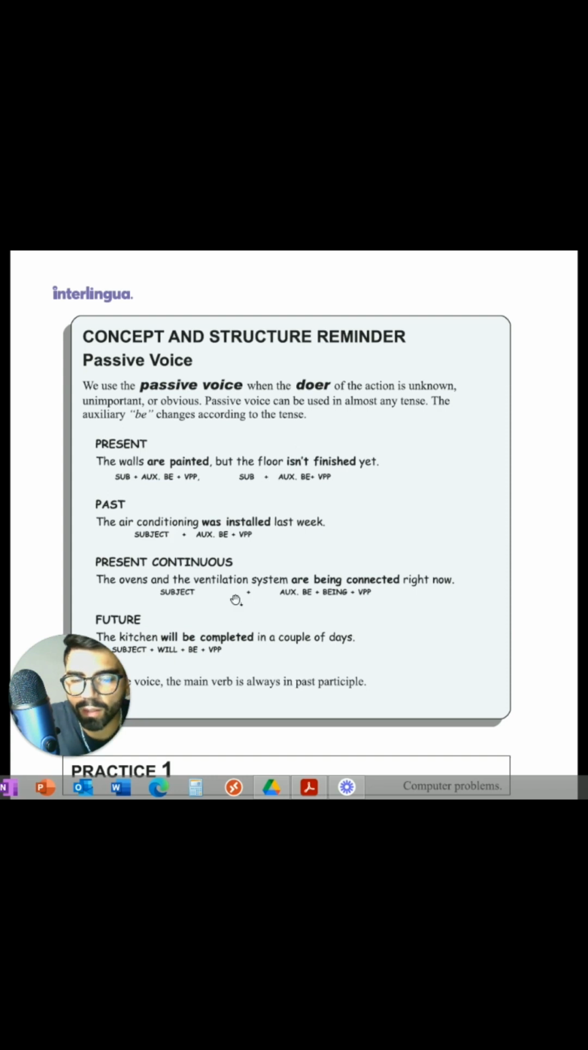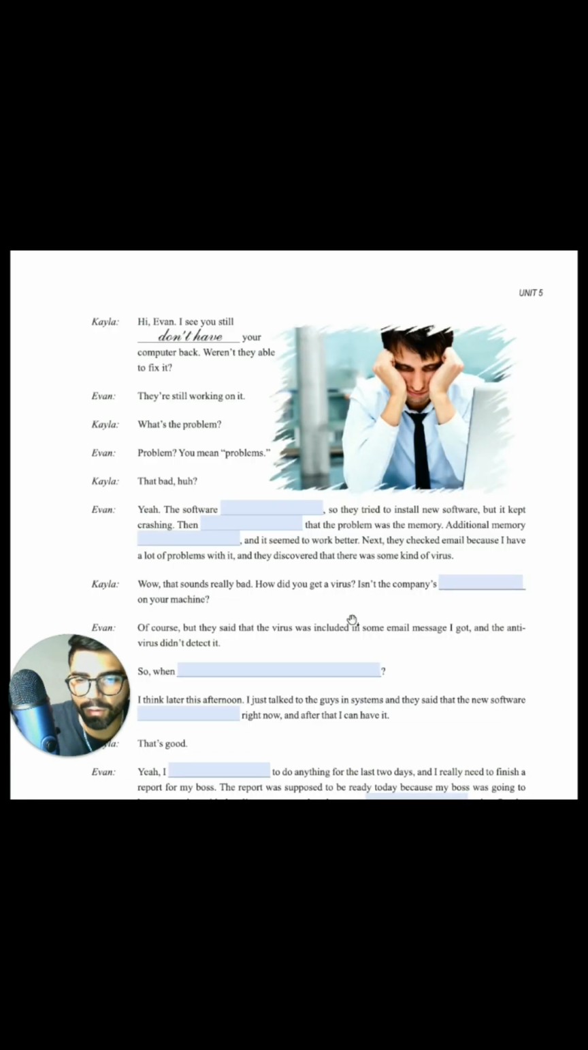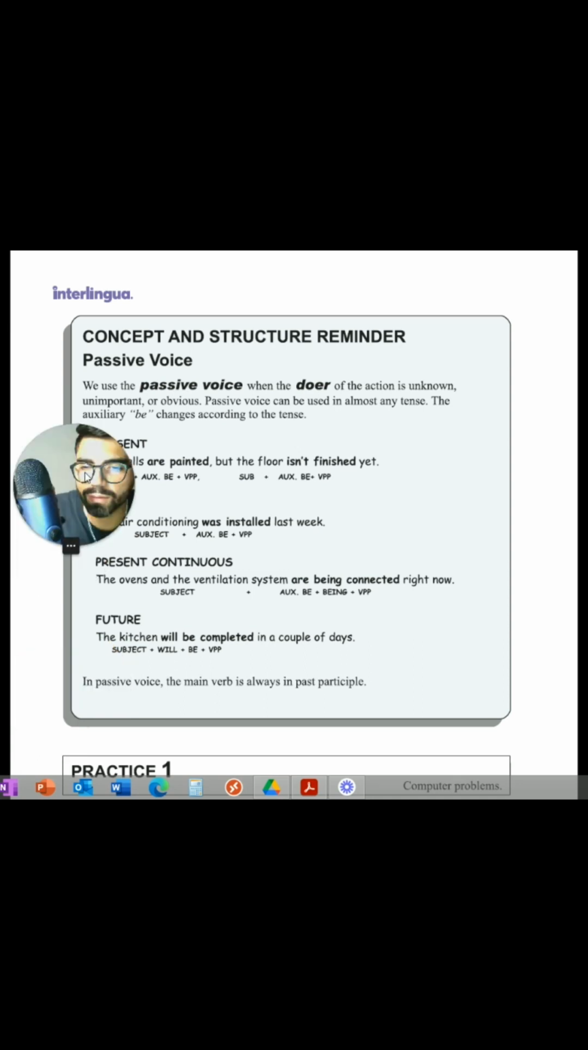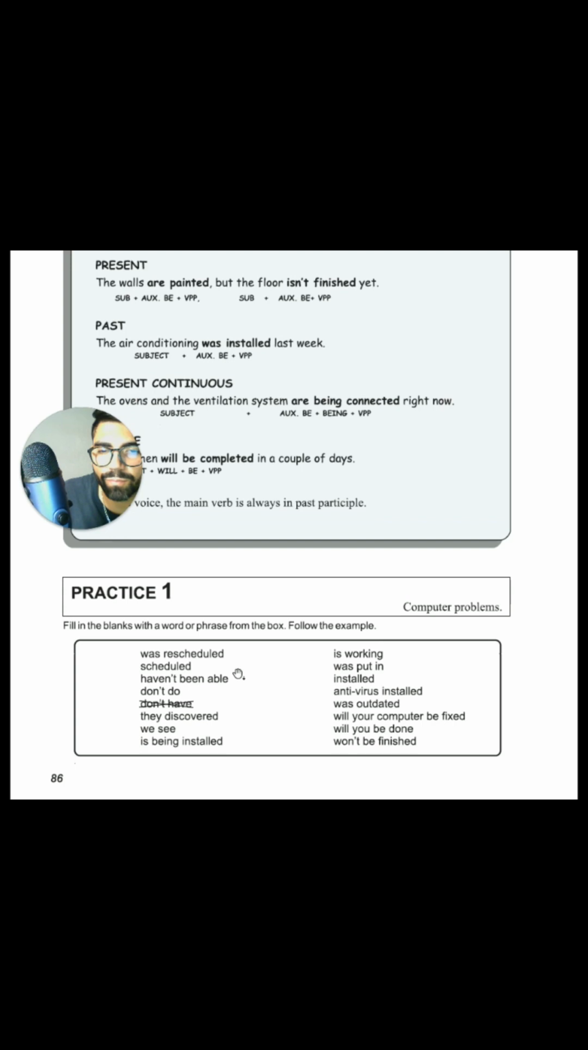Okay. And the past: the air conditioning was installed last week. The present continuous: the ovens and the ventilation system are being connected right now. And the future: the kitchen will be completed in a couple of days. In passive voice, the main verb is always in past participle. Okay. We have here practice number 1.